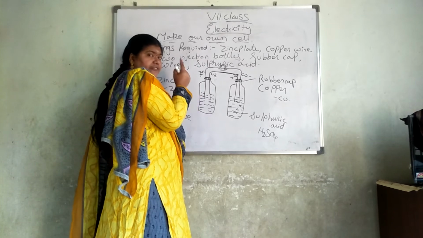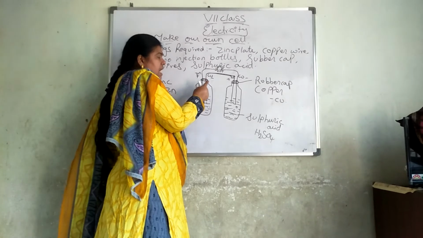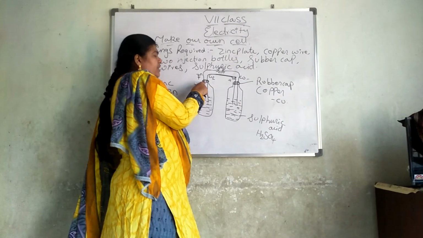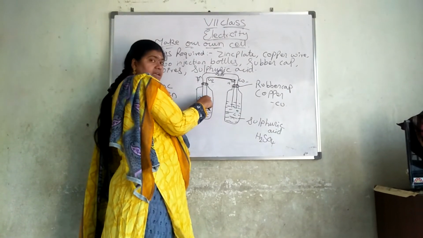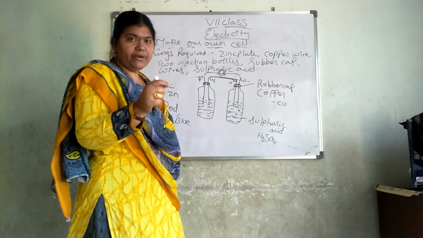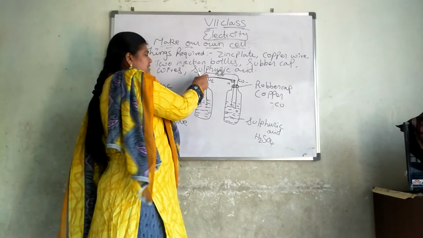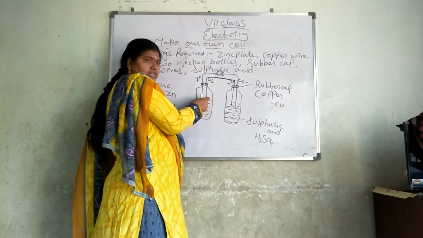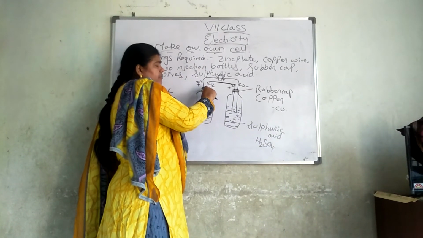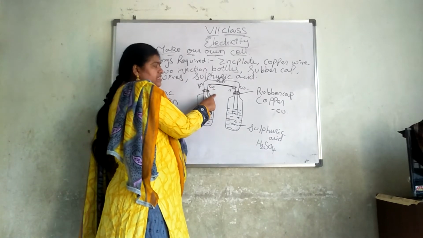We can take the zinc plate from the dry cell. So here a zinc plate was inserted and here copper. To insert the zinc plate and copper wire, we place rubber caps on the injection bottles with two holes in each rubber cap, and insert the zinc plate and copper wire. The zinc is acting as a positive terminal and the copper is acting as a negative terminal.